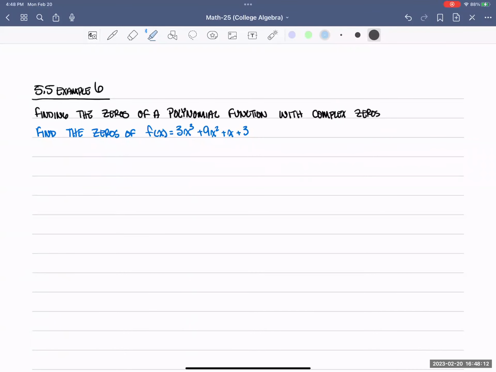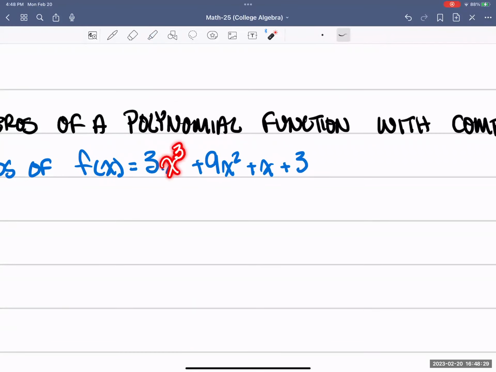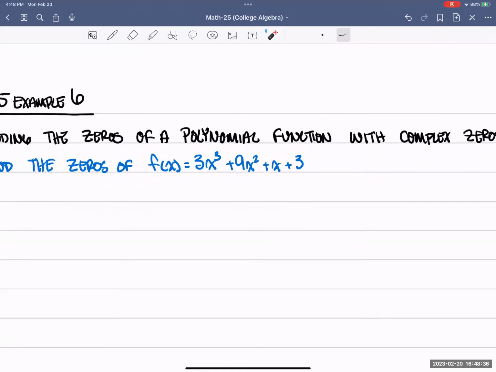Section 5.5, example 6, finding the zeros of a polynomial function with complex zeros. So find the zeros of this function. Ooh, this looks like fun. Okay. Let's start off with checking to see if we have a representative for each of the terms: x to the power 3, to the power 2, to the power 1, and 0. Okay. We got that, so we're good there.